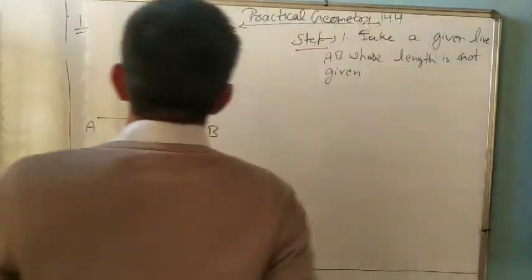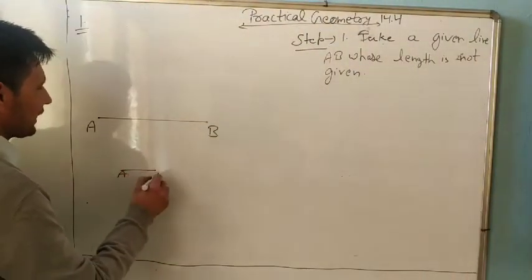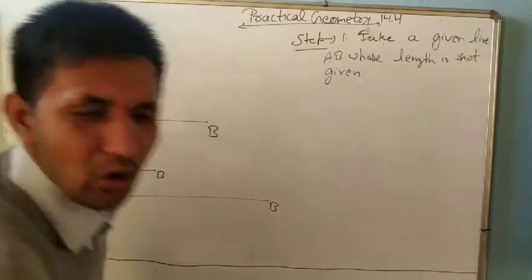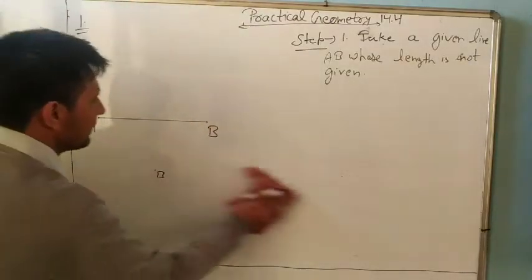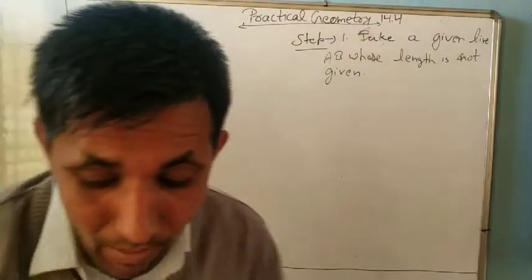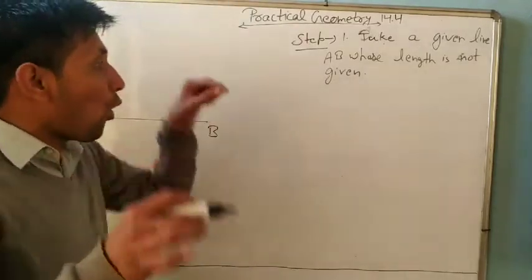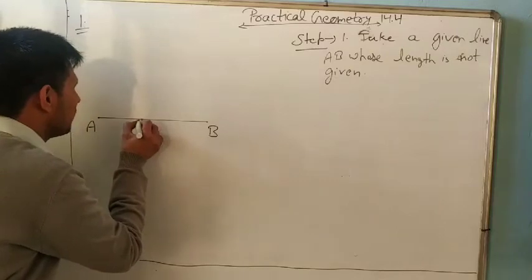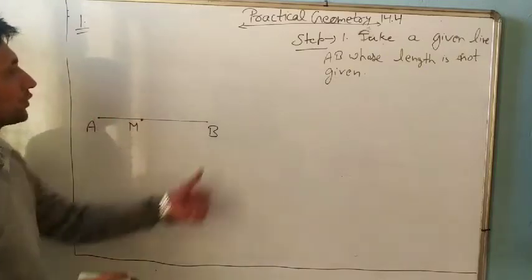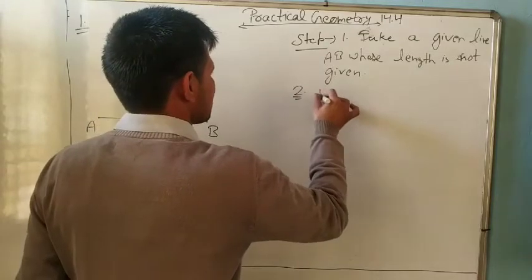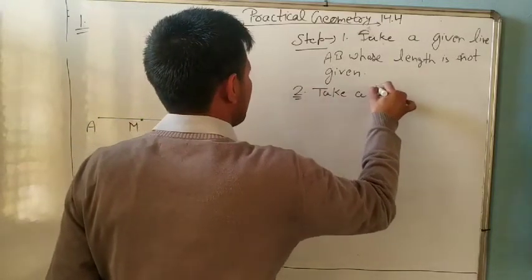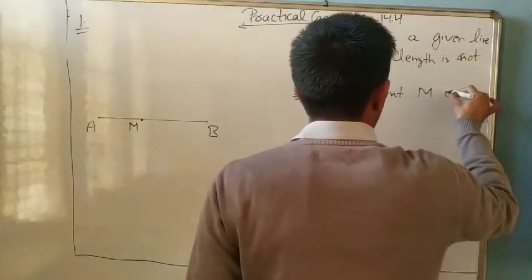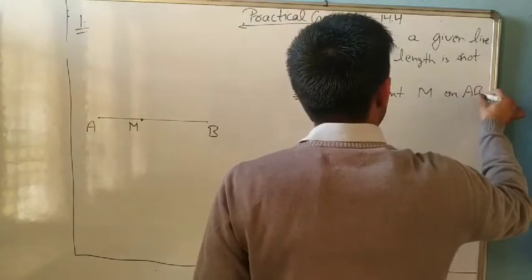You can take this one as AB, or you can take a longer line as AB, because we don't know its length. Suppose we are taking this one as AB. Next, mark any point M on it. It means we take a point M, suppose on this one. So write M. Second step: take a point M on AB. Yes, it is given.